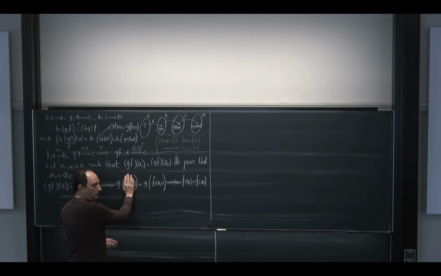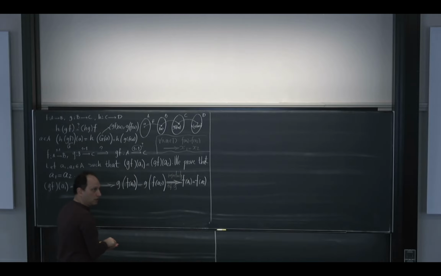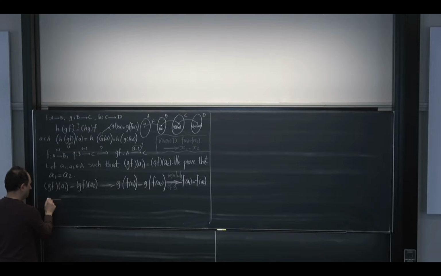G acting on something is equal to G acting on something else, but I know G is injective. So this implies that these two things should be the same. So injectivity of G gives me this. But then can't you just do the same again now? Yes, exactly. So this means that now A1 is equal to A2, but this time injectivity of F is needed.